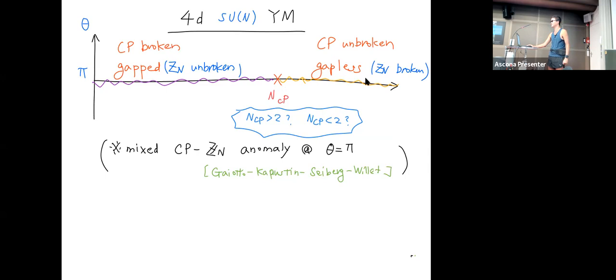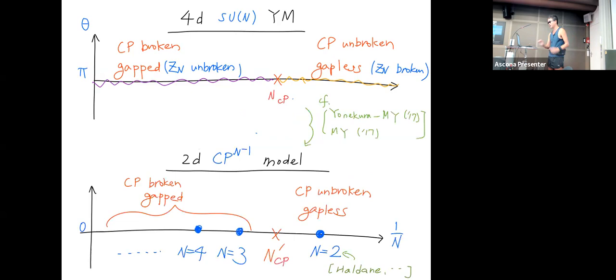And of course, the most extreme case is SU(2). SU(2) is the case where N is the smallest, farthest away from the large N limit. And the question is, for the SU(2) theory, is it here on the left-hand side, namely CP is broken, or is it on the right-hand side, where CP is unbroken? So that's the question. And this question is itself actually natural.